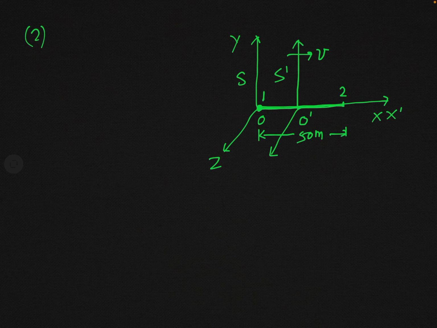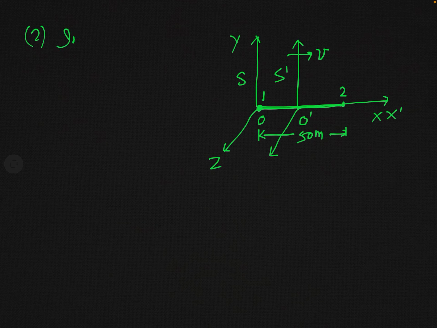Now the observer O of frame S finds that the events which are taking place at this point 1 and this point 2 are actually separated in time by 10 to the power minus 7 second. What does it mean? It means if we consider that with respect to frame S, the first event takes place at 0 time, then the second event will take place at 10 to the power minus 7 second.